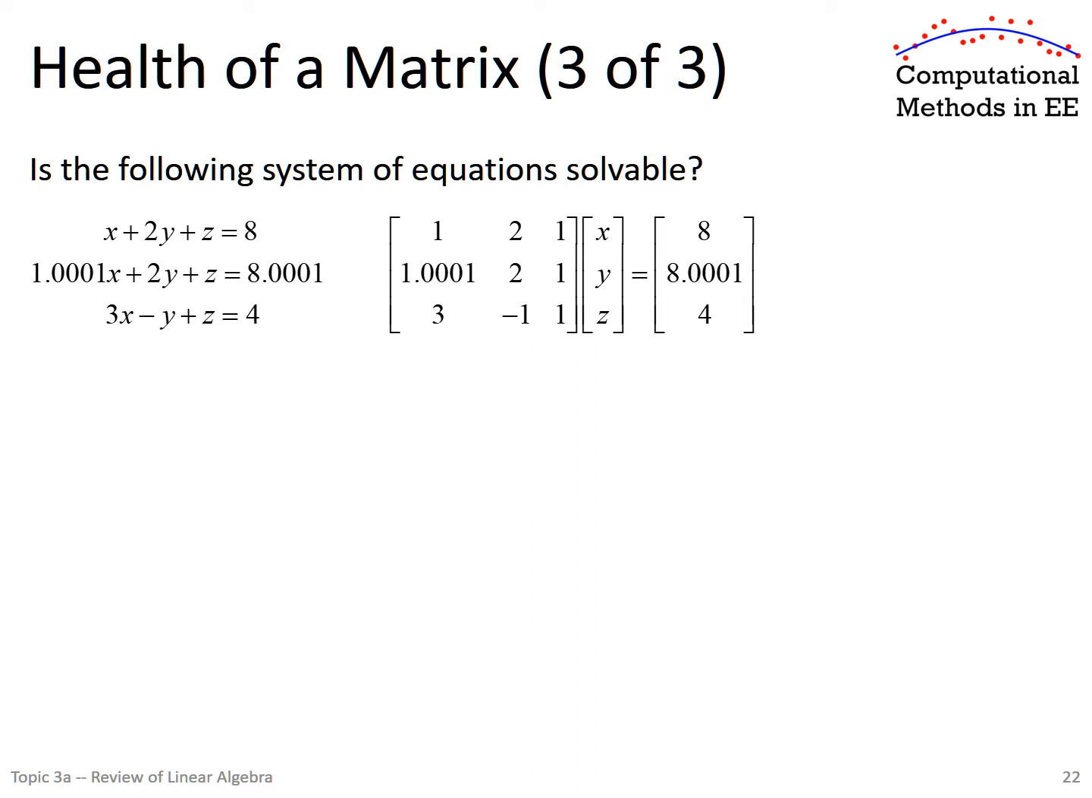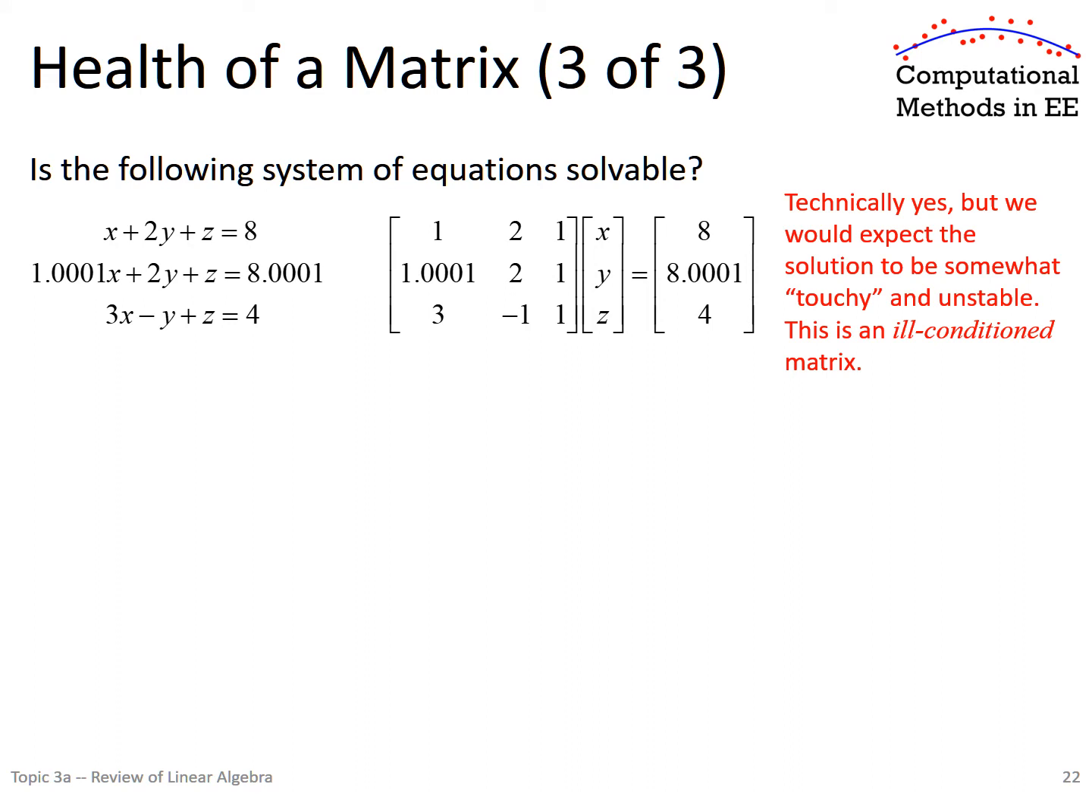So what about this system of equations? Is this solvable? In this case, notice the first and second equations are essentially the same, except one coefficient in front of the x is now a 1.0001, and on the right hand side, instead of an 8, it's an 8.0001. So the first and second equations are different, but not very different. So what does this mean? Well, we would call this ill-conditioned, and it's this idea that a matrix can be more or less solvable, that it's not necessarily a binary thing.